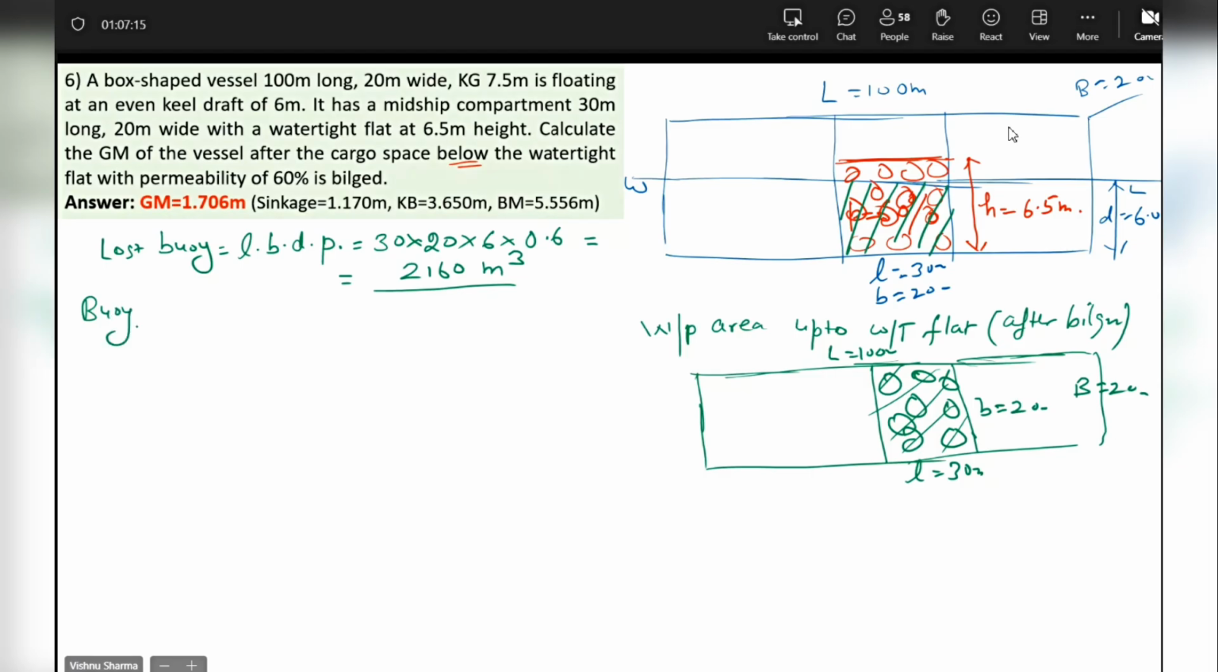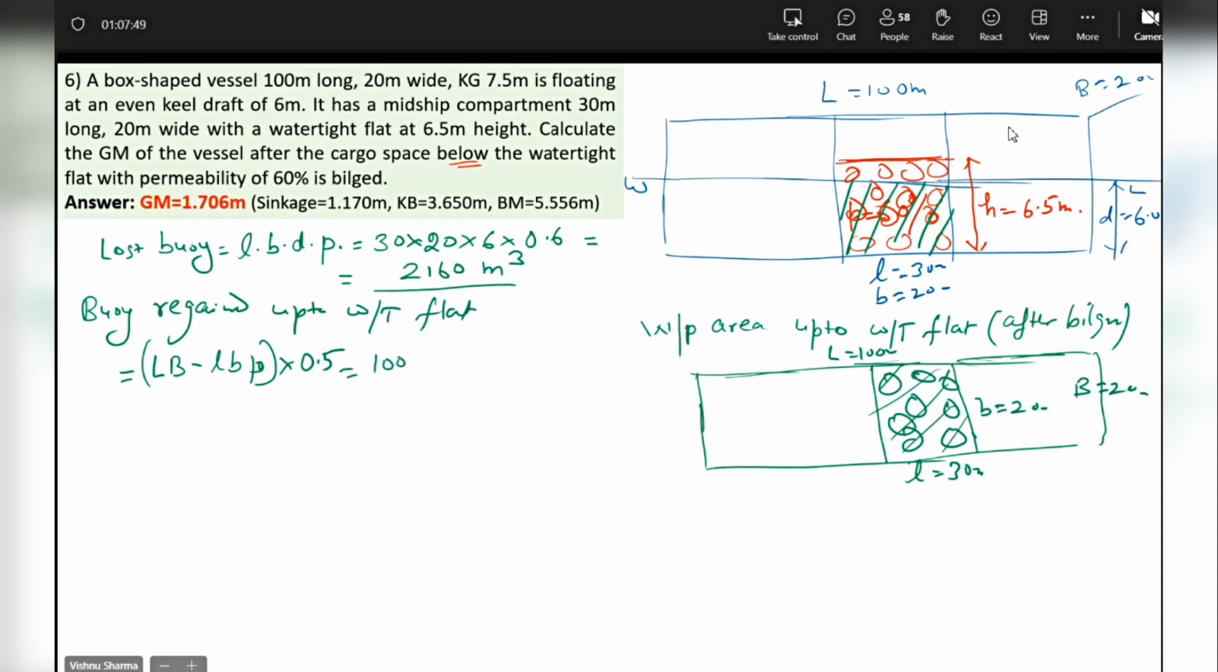Buoyancy regained up to watertight flat will be equal to intact water plane area, which from up to watertight flat will be the whole water plane, that is LB minus lost water plane, LBP, multiplied by 0.5. Why? Because the sinkage would be 0.5 from 6 meter draft to 6.5 meter draft.